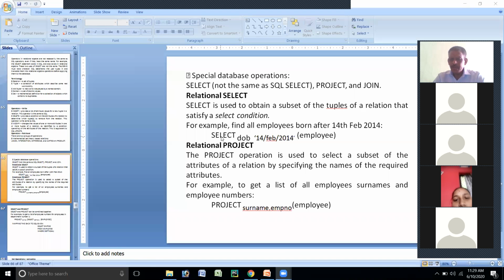Select is the operator, then the condition we are putting down. DOB, based on what are we going? Based on the attribute called date of birth. What date do we want? You have to write it here: 14th February 2014. This is the condition we are putting.